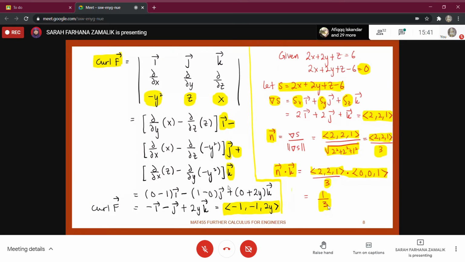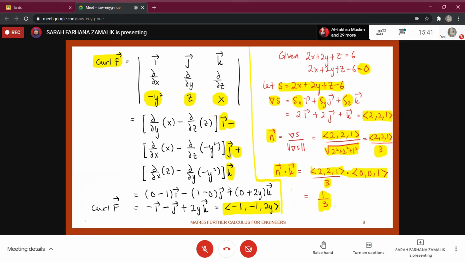Semuanya kena tahu, kena ingat. Kalau awak buat banyak kali, insyaAllah awak ingat. Kalau awak tak buat, tu yang awak tak tahu. So curl F, bila awak cari curl F, of course dia bentuk vektor, sebab awak cross. Okay, once again, remember the form for curl F, jangan lupa.